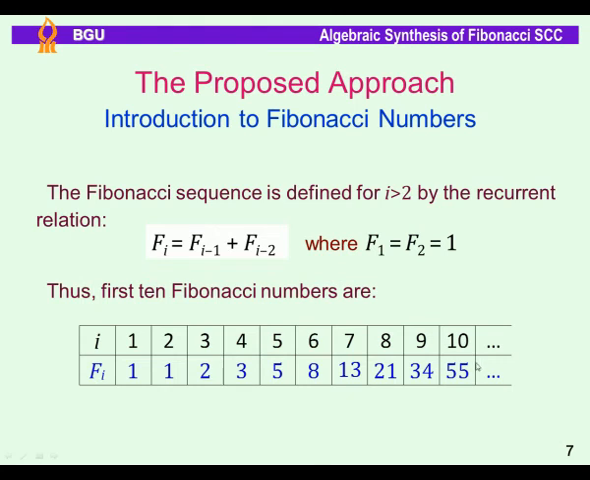The initial values of the sequence f1 and f2 are both equal to 1. Now, for i greater than 2, each next Fibonacci number is a sum of the previous two. The first 10 Fibonacci numbers are shown in this table.